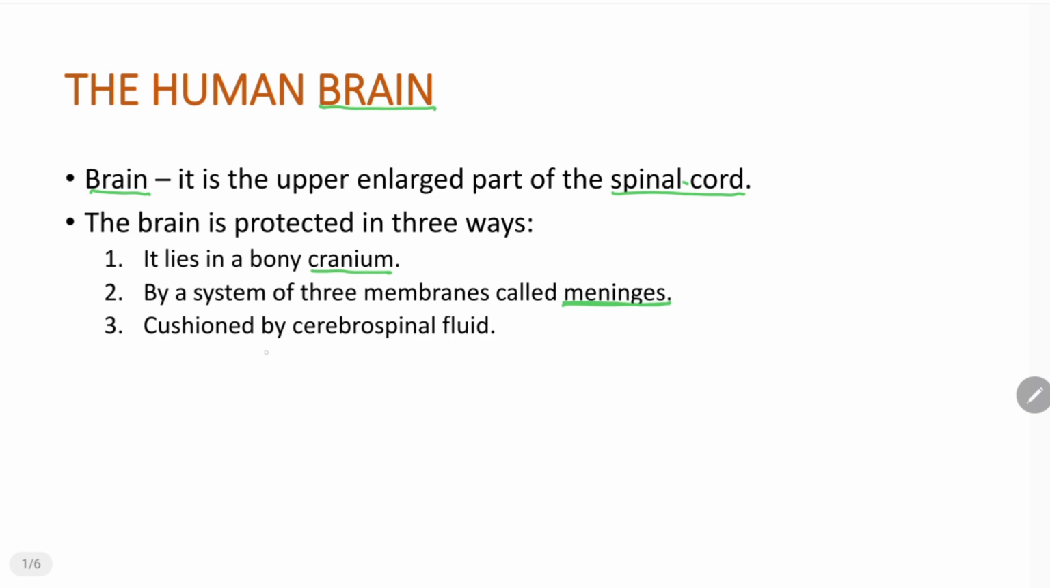Number three, it is said that the brain is also cushioned by cerebrospinal fluid. So this simply functions to cushion the brain, and we call it cerebrospinal fluid. So all in all, the brain is protected in these three different ways.